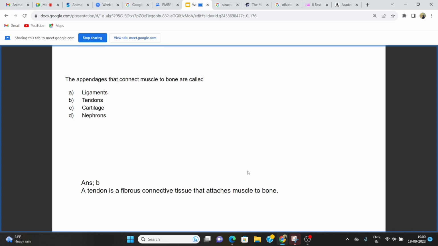What is the thing that connects bone to bone? Ligament. Yeah. So just some hints, some clues with this. I know this is confusing: muscle to bone and bone to bone. Bone to bone is ligament and muscle to bone is tendon.